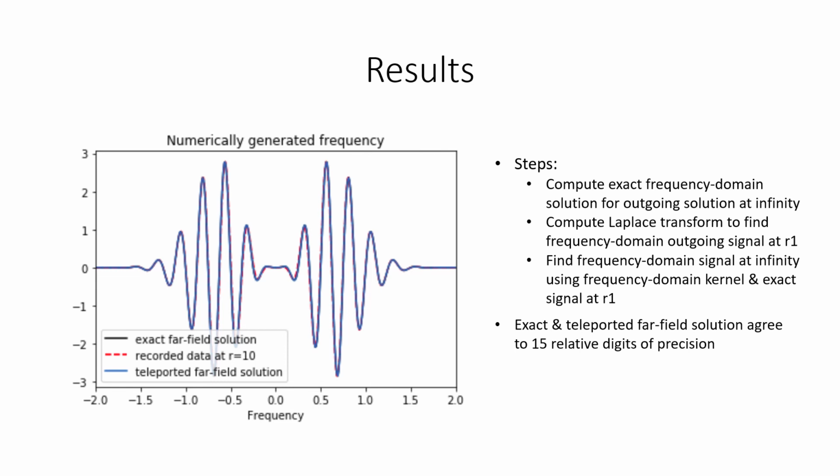The results of this process of teleportation with numerically generated frequency is seen in the plot on the left. The lines representing the exact and teleported signals at infinity are overlapping. It was found that the exact and teleported far-field solution agreed to 15 relative digits of precision.